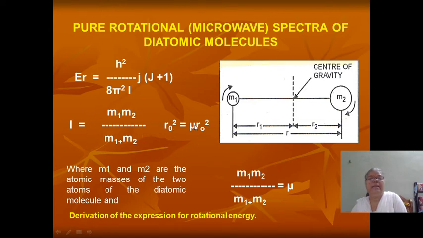Here this equation for the moment of inertia I is equal to mu into r0 squared, where r0 is the bond length and mu is the reduced mass. Here m1 and m2 are the atomic masses of the two atoms of the diatomic molecule. It is called the reduced mass: the product of the two masses divided by the sum of the two masses. This ratio gives the reduced mass.